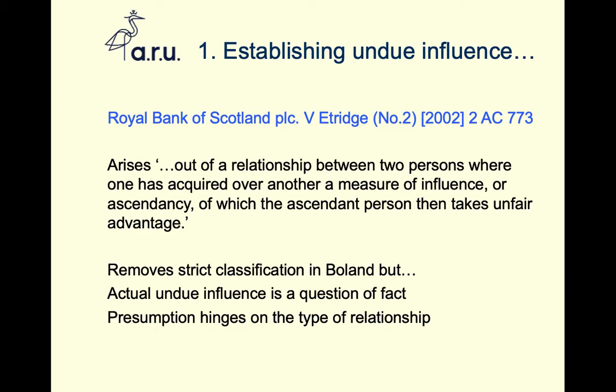So Etridge is evidence that it arises out of a relationship between two parties where one has acquired over the other some influence or ascendancy, so a hierarchy where one is higher than the other, over which the ascendant person takes unfair advantage of the other. So it's not a natural situation in every case. We do have presumption where you would have a hierarchy. You would have parent to child, solicitor to client, trustee to beneficiary, but not in situations where you've got husband and wife and partner. What the courts have to do then is look more closely at that relationship.